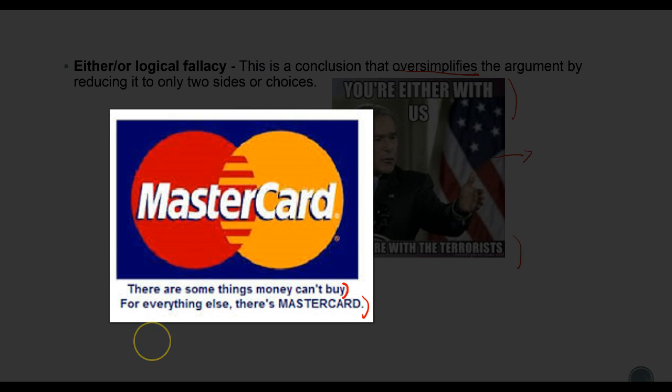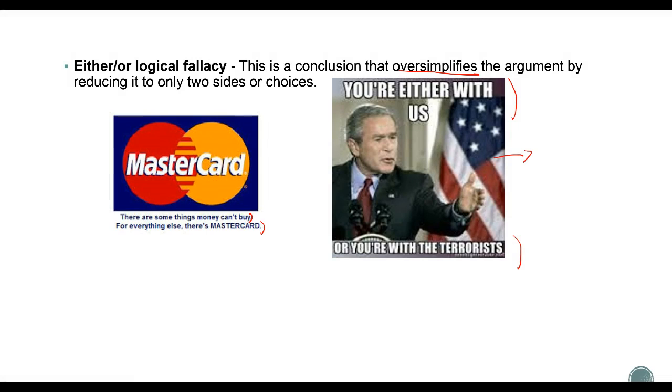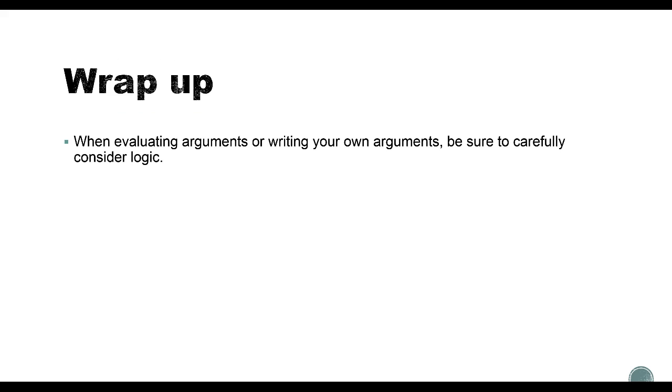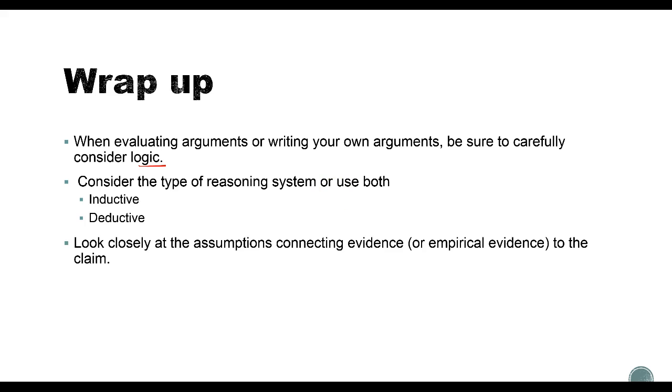So it's nice to know about these logical fallacies, and they're interesting to study and to see. And as you're looking at your arguments, you want to see if you notice any of these logical fallacies or not. So let's wrap up real quick. When evaluating arguments or writing your own arguments, you want to make sure that you carefully consider your logic. Consider the type of reasoning system, right? Inductive and deductive, or use both, right? Also look closely at the assumptions connecting the evidence or empirical evidence to the claim. And be careful of the logical fallacies.